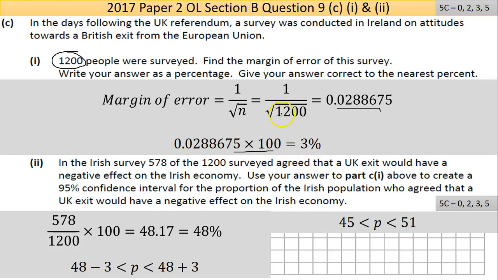You'll find that any good survey, generally, is not really accepted unless it has a survey population of greater than 1,000, which would give around 3% error. Now, part 2 here says, in the Irish survey, 578 of the 1,200 surveyed agreed that a UK exit would have a negative effect on the Irish economy. Use your answers to part C1 above to create a 95% confidence interval for the proportion of the Irish population who agreed that a UK exit would have a negative effect on the Irish economy.